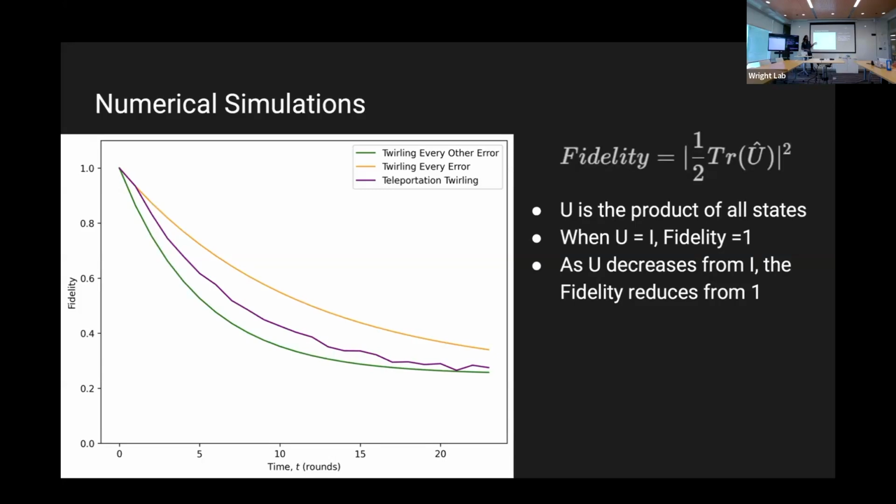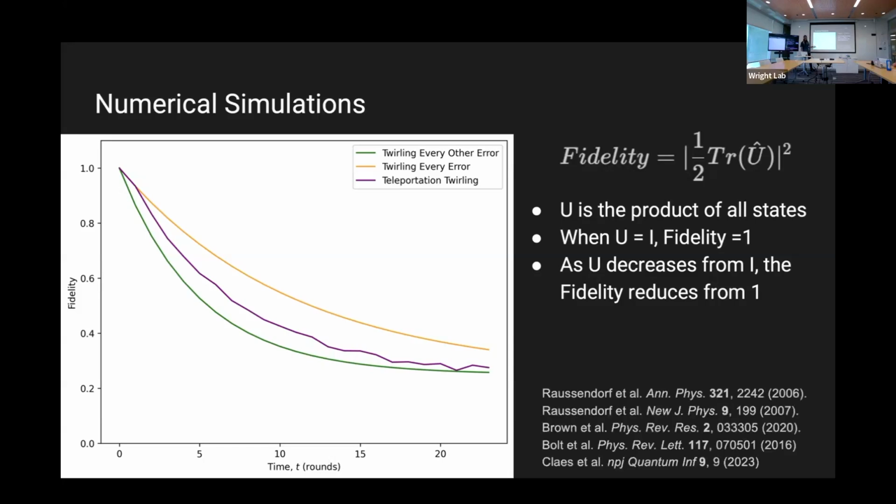And so from here, we can see that using a teleport twirling sequence, you have a similar exponential decay as you would with Pauli twirling. This is a proof that twirling via teleportation circuits is an effective way to twirl qubits. And so here I have a graph that compares the teleport twirling phenomenon with how it would perform if you were to twirl every other error and how it would perform if you were to twirl every error. We notice that it is just about infinite.